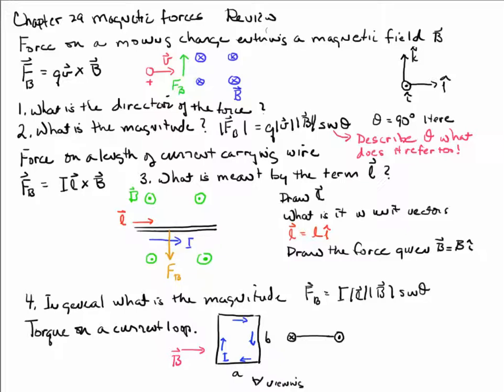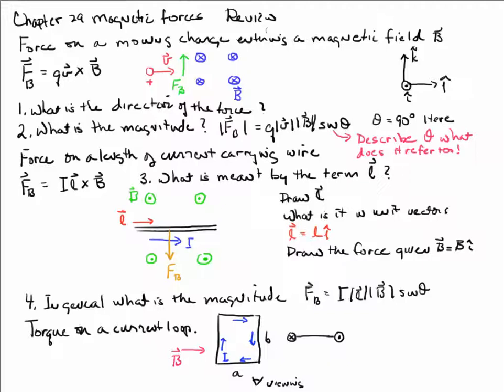Now let's look at the torque on a current loop. We've covered two things. One, we've talked about the force on a moving charge in a magnetic field and the force on a current carrying wire in a magnetic field. The point is, both these involve moving charge. Now, if we have a current loop, we can expect to see a torque on that loop, because let's look at the diagram that I've shown here.